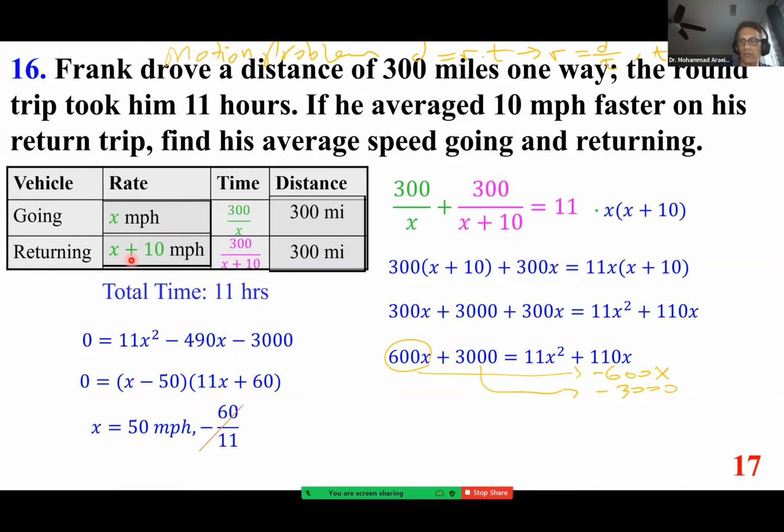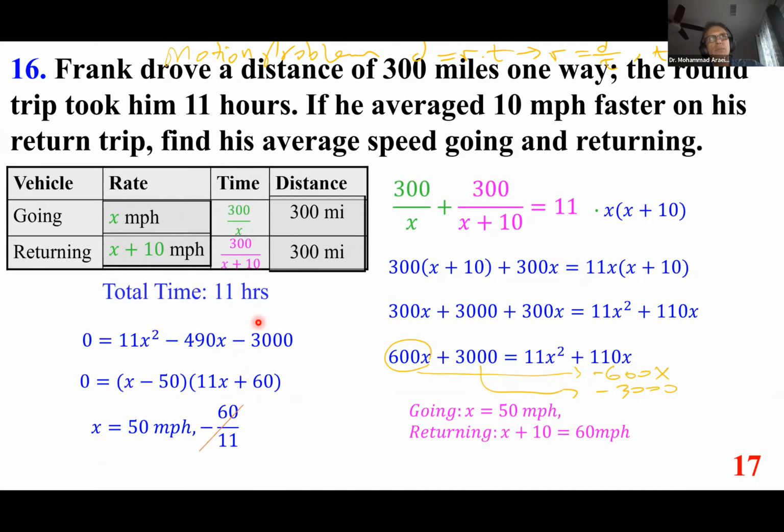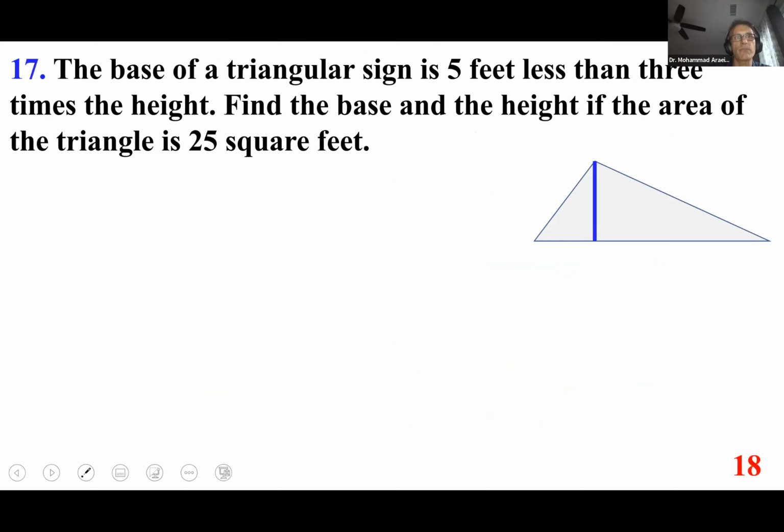This must be what? 50 plus 10, or 60 miles per hour. And it's easy to check because 300 divided by 50 is 6 hours and by 60 is 5 hours. They add up to 11 hours. So the beauty of math is you can check and you must. So word problems, this is an example of a motion problem, which becomes a quadratic equation.